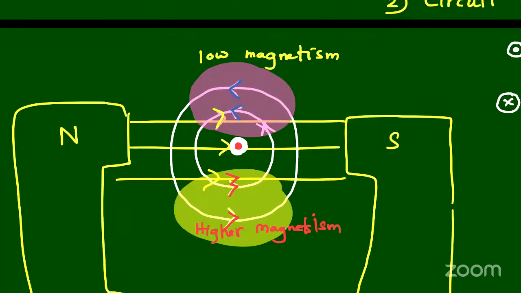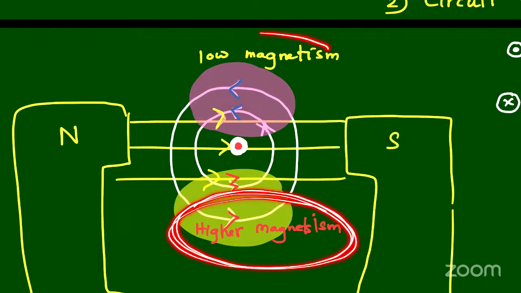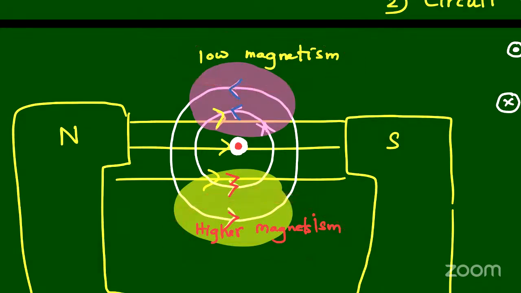As in chemistry, like in diffusion, the higher part will point towards the lower part. So here you have a high force, and here you have a low force. Therefore, from higher force to lower force, there will be a force pointing upwards. That force will be acting on the wire. Therefore, the wire will be lifted upwards.